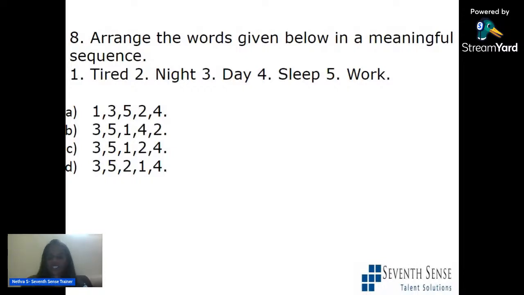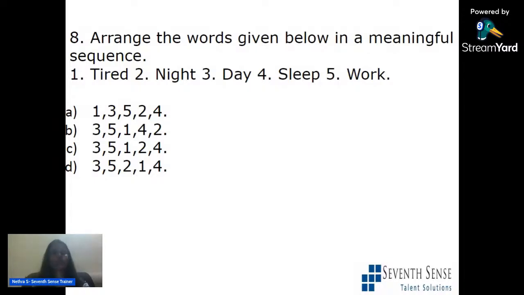Okay, Rudal, I can see you are so much active. Yeah, in a day we work, get tired, and at night we sleep. Good. So option C is what the majority is selecting. Okay, very good. We'll see the proper answer with the explanation. So the majority selected C.